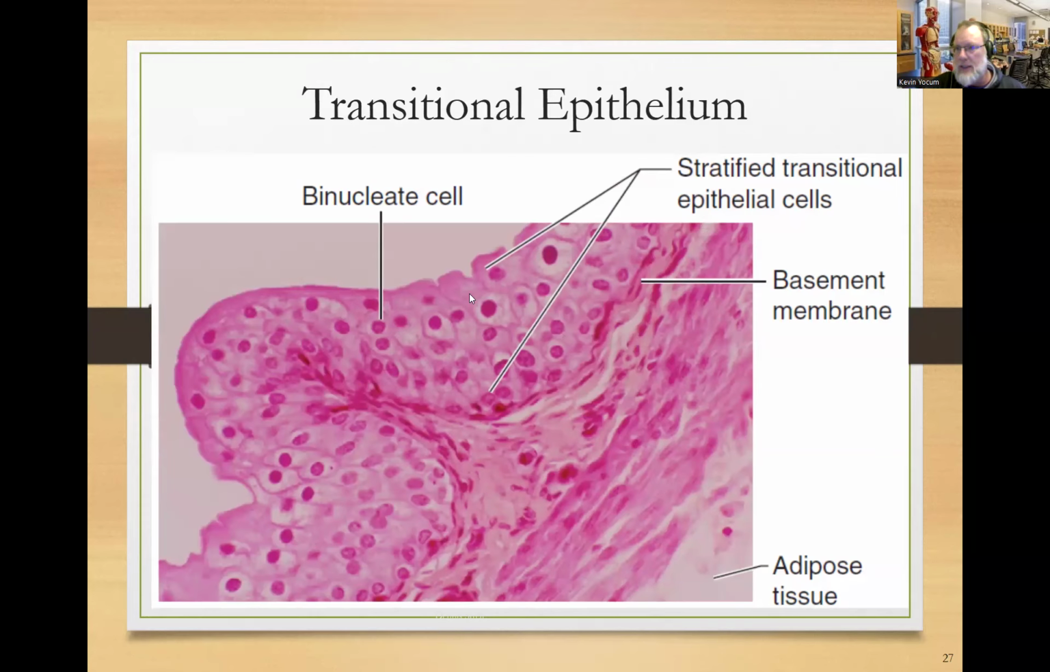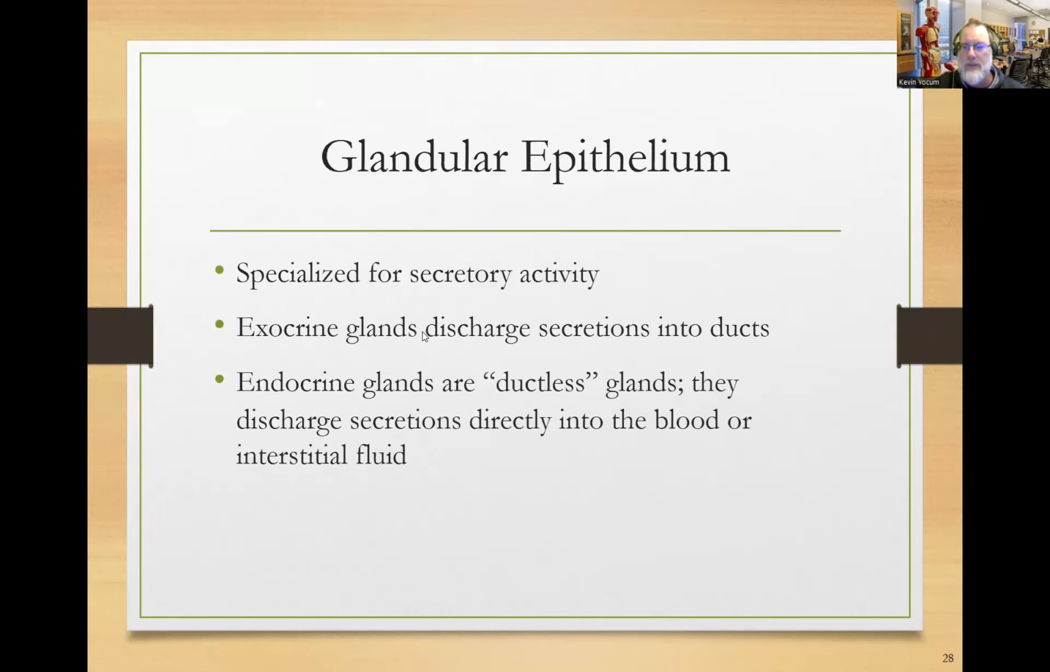Transitional again is thick and thin, change up. So when the balloon is full, the layers are thinner. When the balloon is empty, the layers are thicker. And again, we see that with the bladder oftentimes.